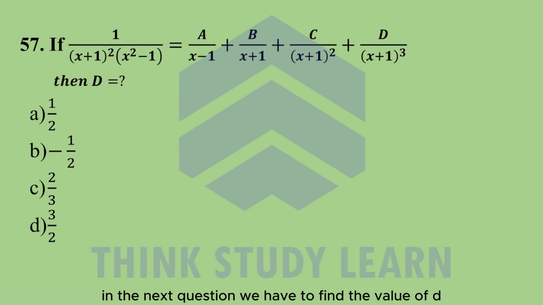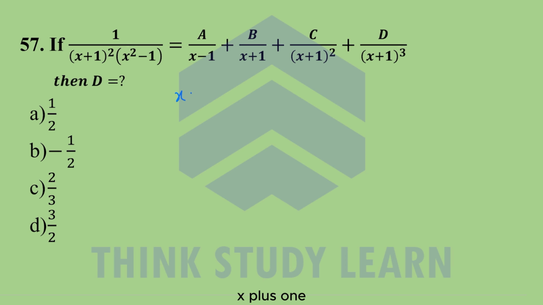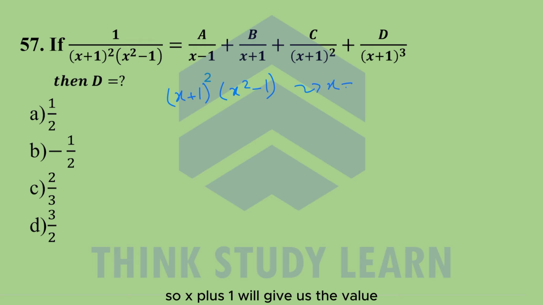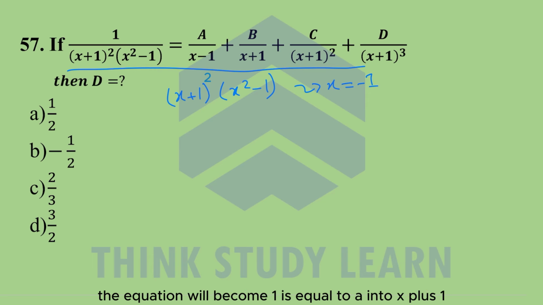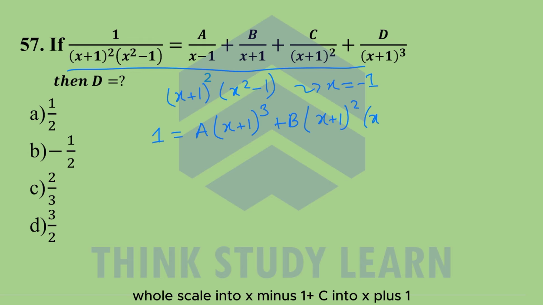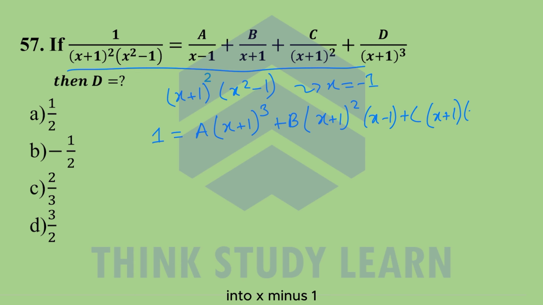In the next question, we have to find the value of d. This is a question from partial fractions. Here x plus 1 and x square minus 1 are in the denominator, so x plus 1 will give us the value x is equal to minus 1. Rearranging this equation, the equation will become 1 is equal to a into x plus 1 whole cube plus b into x plus 1 whole square into x minus 1 plus c into x plus 1 into x minus 1 plus d with x minus 1.